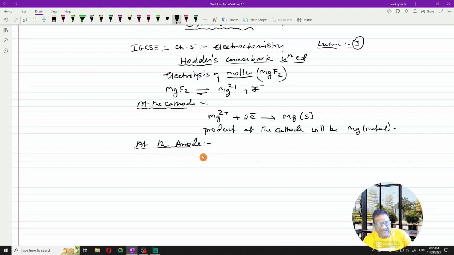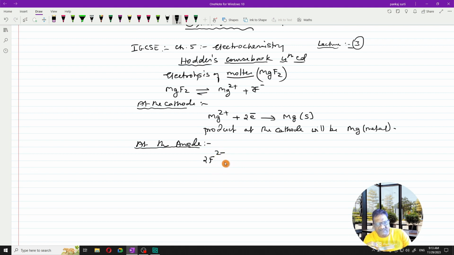The anode is connected to the positive terminal of the battery, the DC source. Being connected to the positive terminal, it is going to attract the negative ion, and the negative ion is nothing but this fluoride ion. So two fluoride ions will be attracted towards the anode, they will move towards the anode. And at the anode, what will happen?